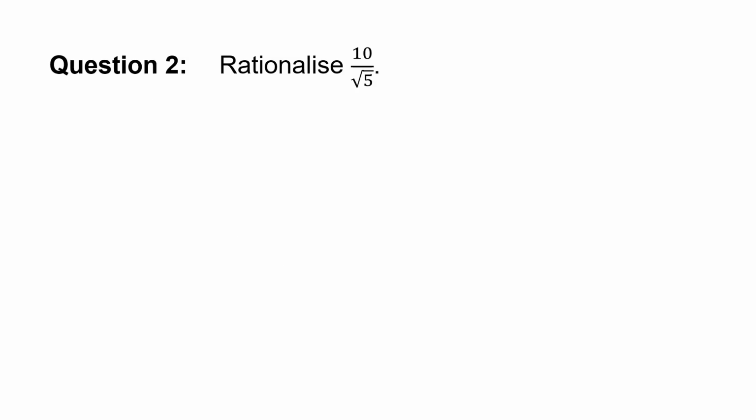So question number 2, we have rationalize 10 over root 5. So remember, when we say rationalize, all this means is get rid of that surd term in the denominator. So pause the video when you're ready and unpause it when you want me to go through the answer.